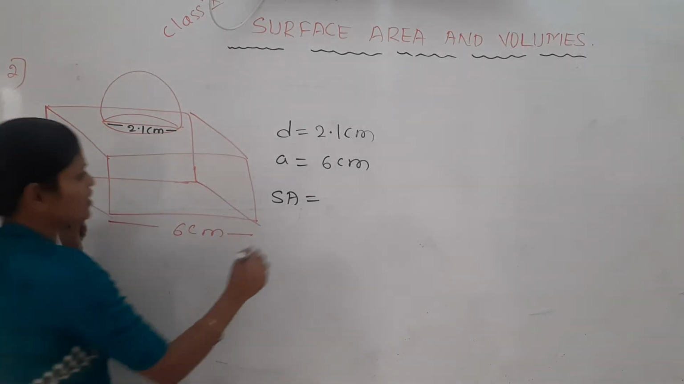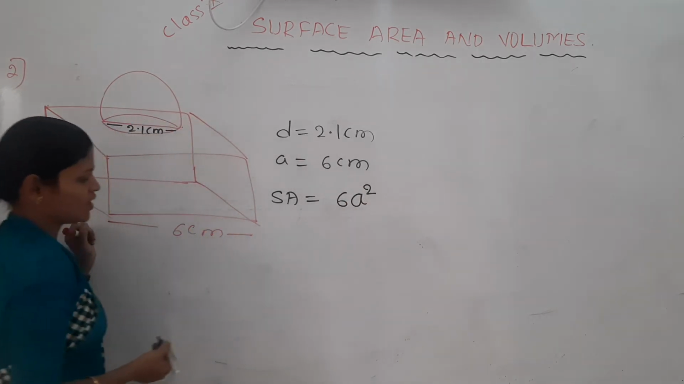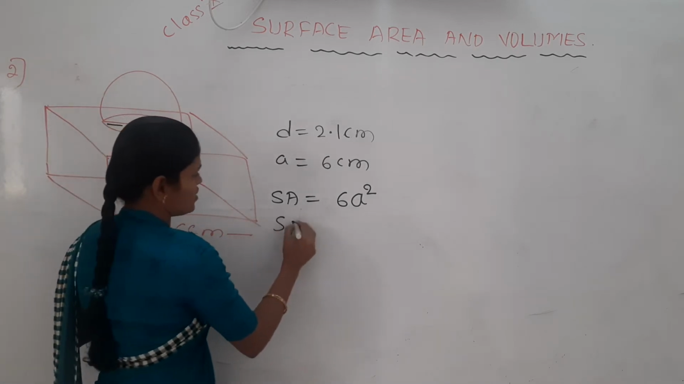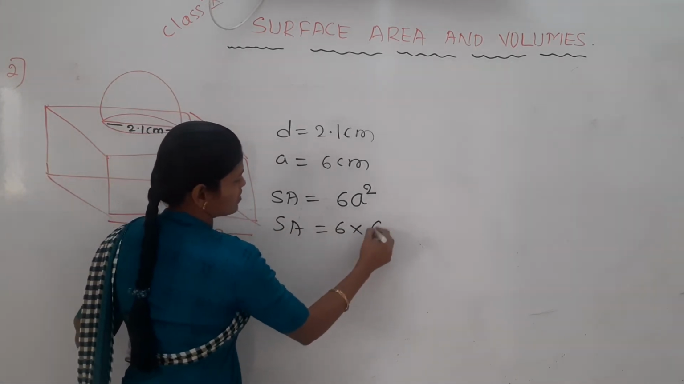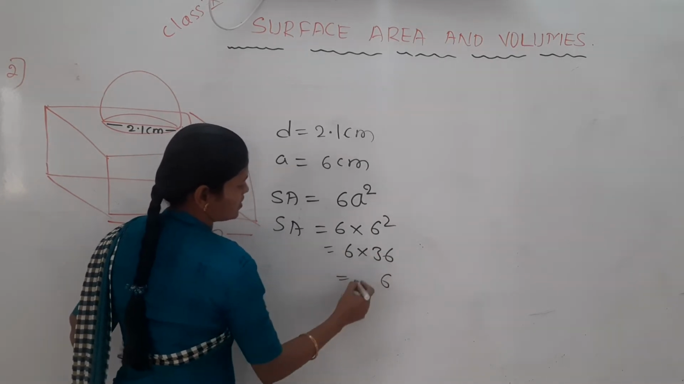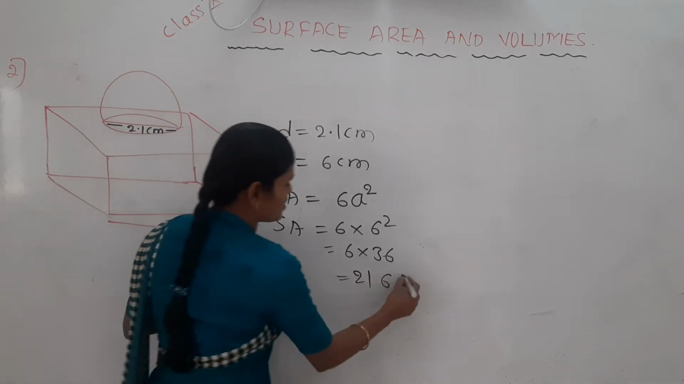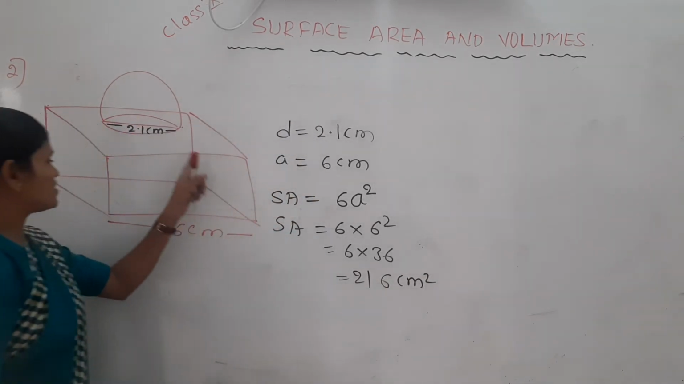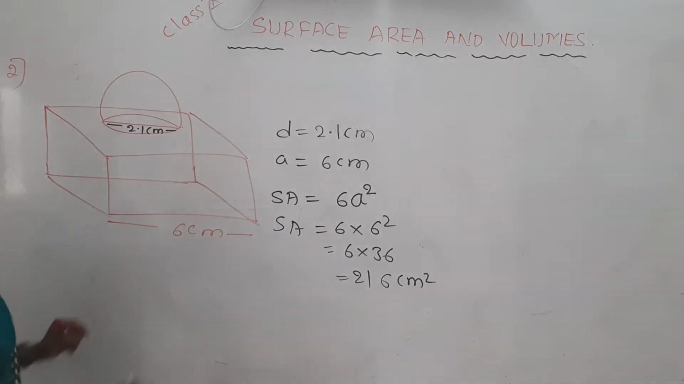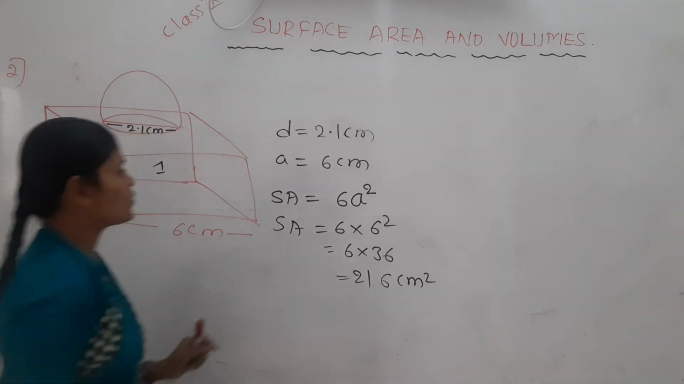First I will find the surface area of the cube, which is 6a square. The side of the cube is 6, so 6 into 6 square is 36. 36 times 6 is 216 centimeter square. This is the surface area of the cube. Next, we have to find the surface area of the hemisphere.